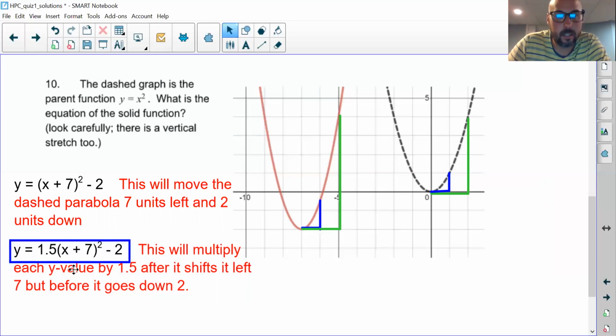And so here is the final equation. And if you have doubts, good for you. Plug in an ordered pair on this red parabola into your function and see if it works out. Like I would try this ordered pair, -9, 4, and see if I get a true statement.